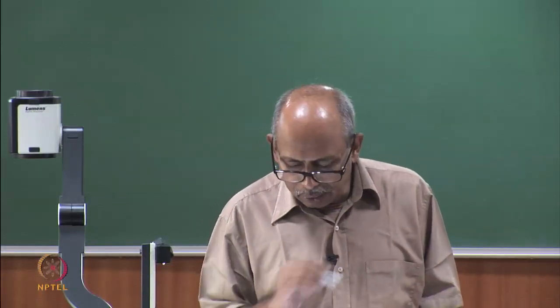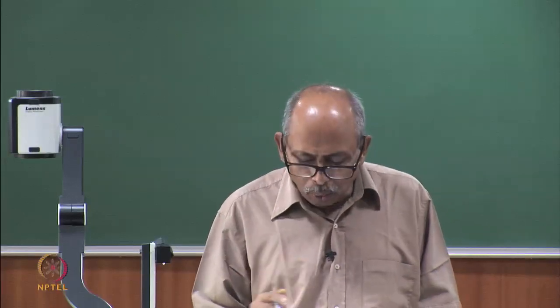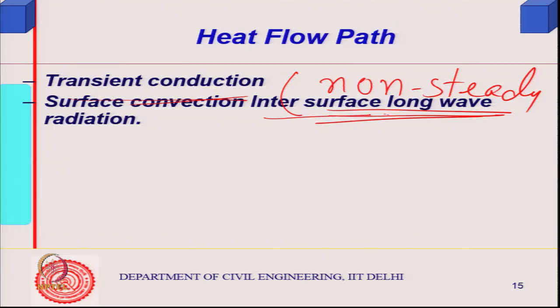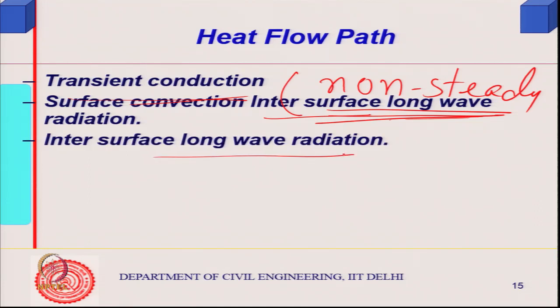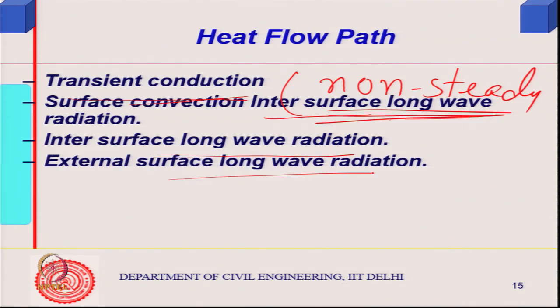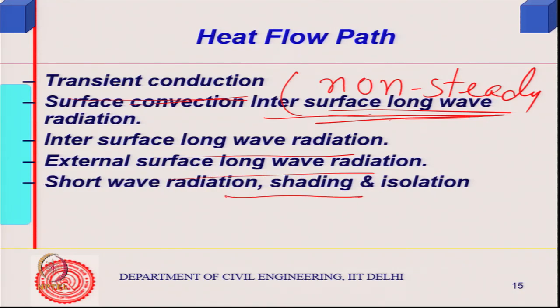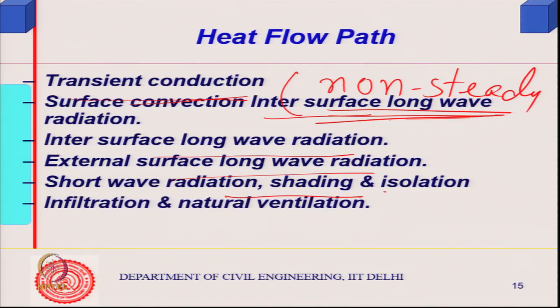So, anyway, this is conduction through opaque bodies, surface convection from surface to inside, then intersurface long wave radiation between two surfaces, external surface long wave radiation going out, that diagram that was there included all of them, short wave radiation coming inside the building through the glasses. If I have shading, it can actually block that, and insulation, anyway, infiltration and natural ventilation.